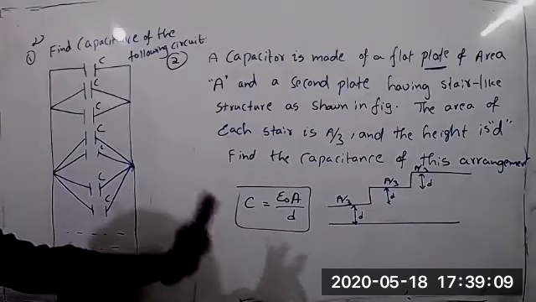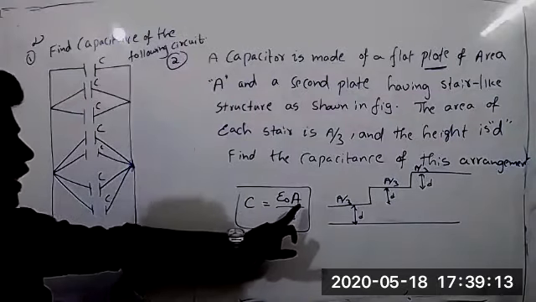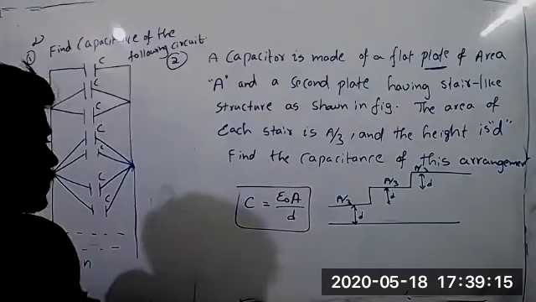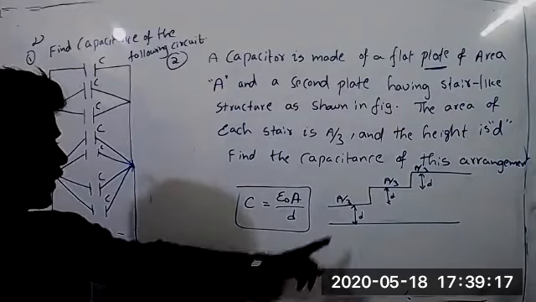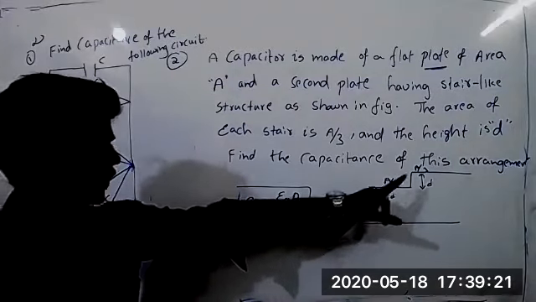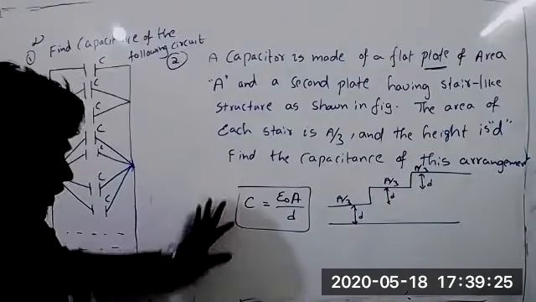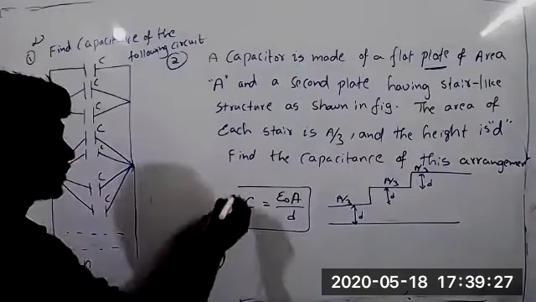When they have given plates, immediately you should remember this formula. Why? Because it is the area of the plate and it is the distance between the two plates. Here the distance is there between the two plates. Here also, the distance is there between two plates. So definitely you can use it. That is the concept.